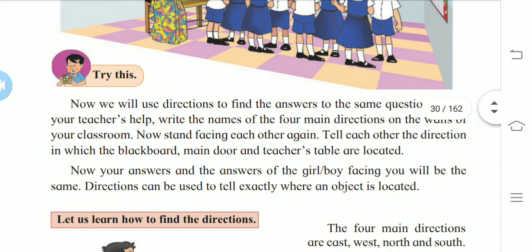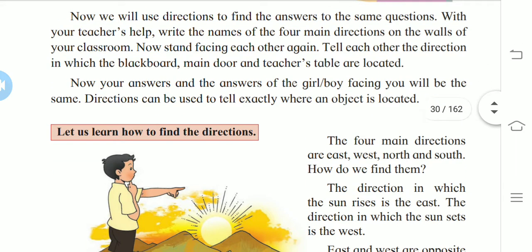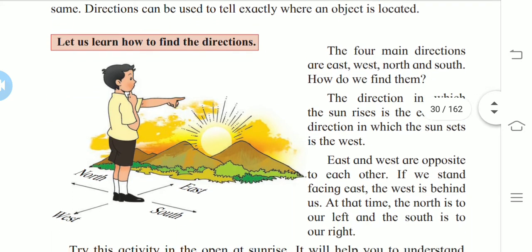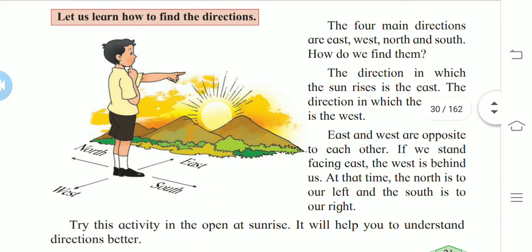Try this. Now we will use directions to find the answer to the same question. With your teacher's help, write the names of your main directions on the wall of your classroom. Now stand facing each other again. Tell each other the direction in which the blackboard, main door, and teacher's table are located. Now, your answer and the answer of the girl or boy facing you will be the same. Directions can be used to tell exactly where an object is located. Let us learn how to find the directions.